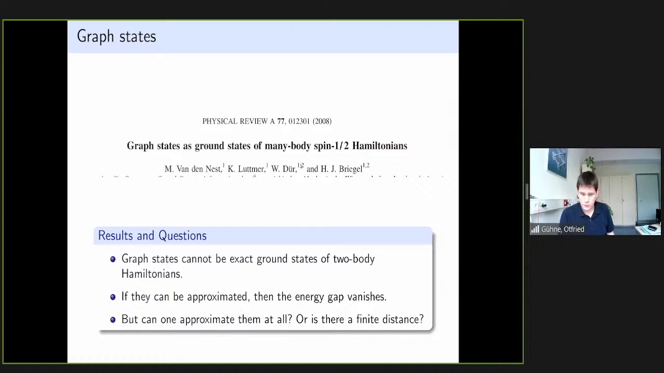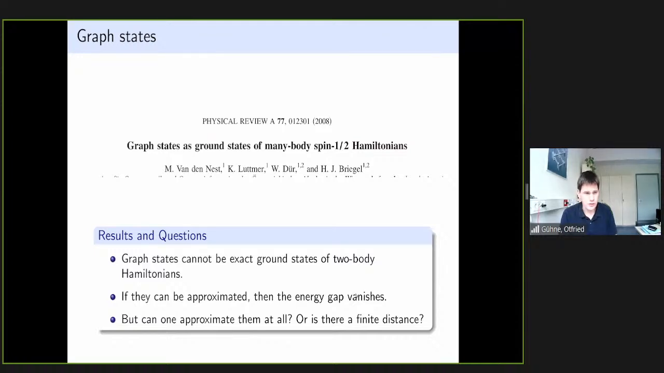And what they proved here is that graph states, essentially, apart from trivial examples, can never be exact ground states of two-body Hamiltonians. Also, if you can approximate a graph state by some ground state of two-body Hamiltonians, then the energy gap vanishes. So this shows you that this is definitely not a good way to prepare graph states by engineering a Hamiltonian and cooling it down to the ground state.